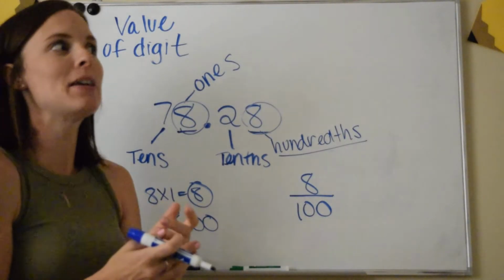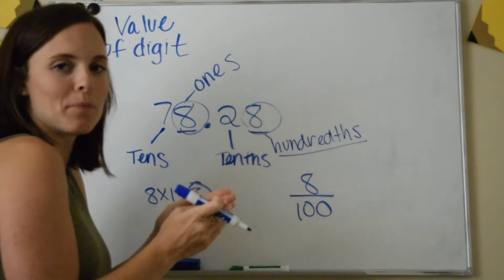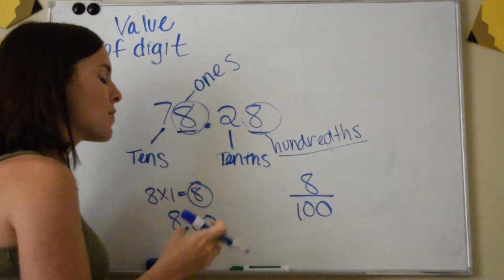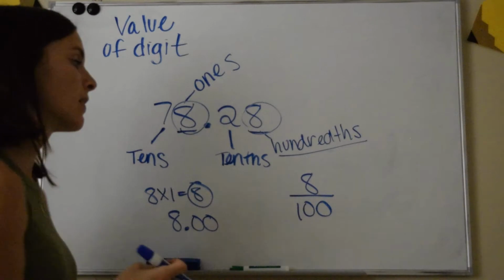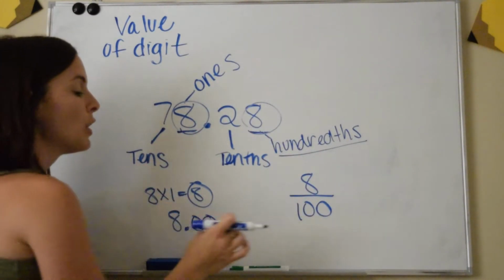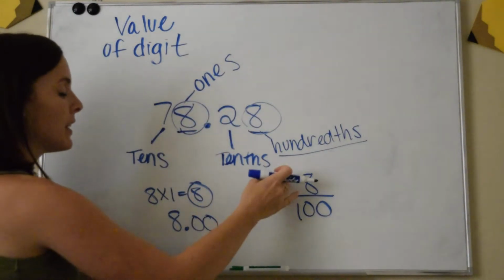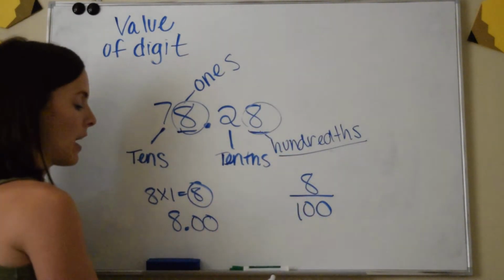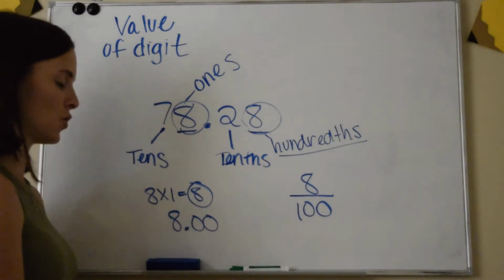Imagine you have a pizza and it's 100 slices and I only eat 8 of them. That's a very small amount, right? And so this 8, the value of it is really small. It's 8 out of 100, so it's 8 hundredths. And so fractions obviously are smaller than whole numbers, so that is why we write this as a fraction to help us understand. This 8 is sitting in the hundredths place. We're going to write the value as 8 out of 100. So now I have a whole number 8, and now I have 8 out of 100.